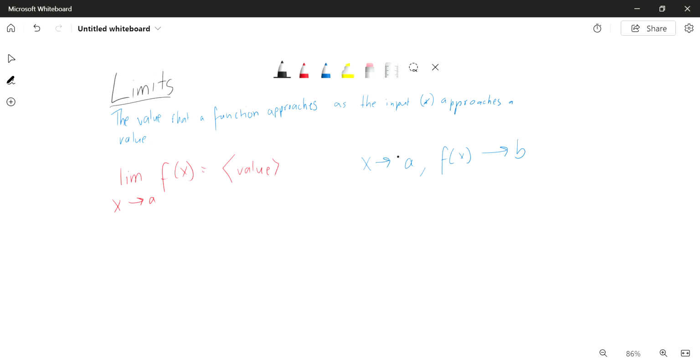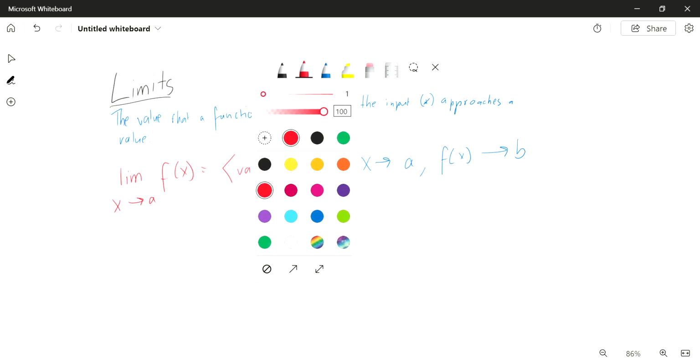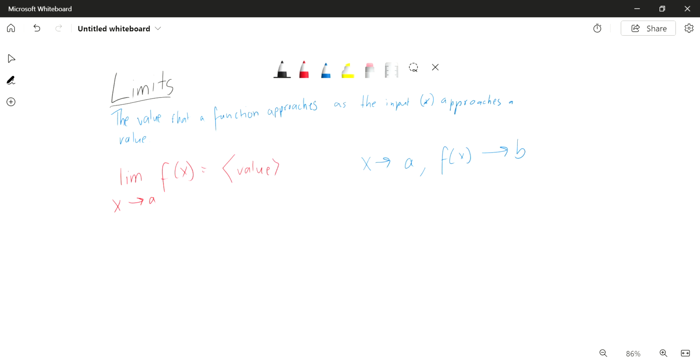So to begin with, what is a limit? A limit is just a value that a function approaches as your input, which will be x, approaches another value. And here you have your notation. The basic idea is as x approaches a, f of x approaches b, or L, or just anything that signifies some real number. And so here's your notation. The limit of f of x as x approaches a is equal to your value.